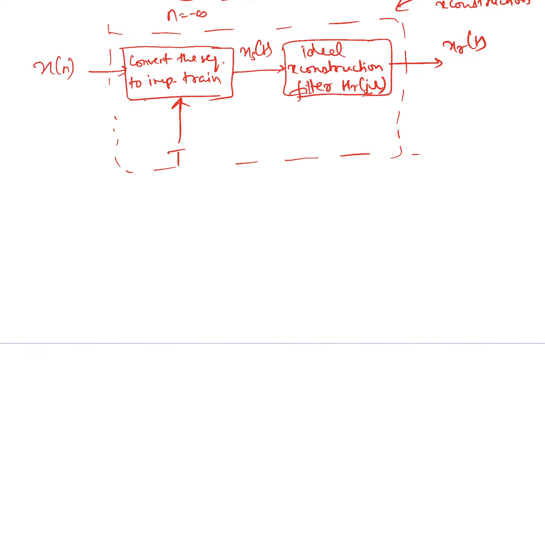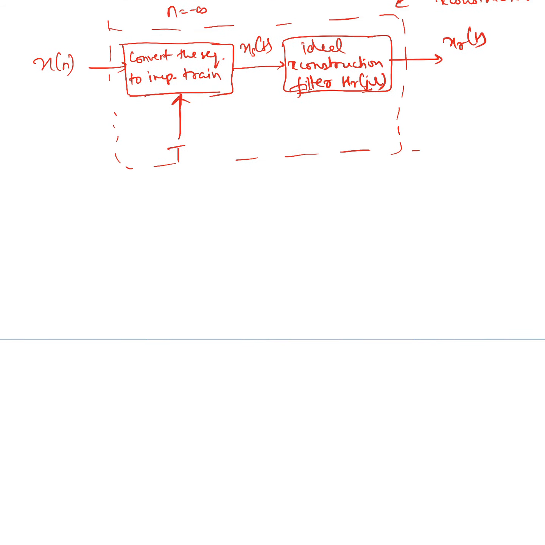Looking at this block diagram, I can represent my x_r of t as, again, having implicitly used the property of the impulse function, the summation over n from minus infinity to infinity of x of n times h_r of t minus nT.